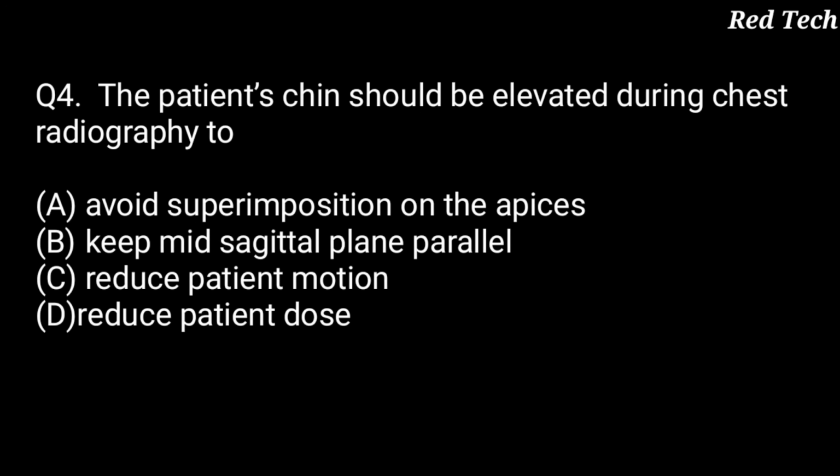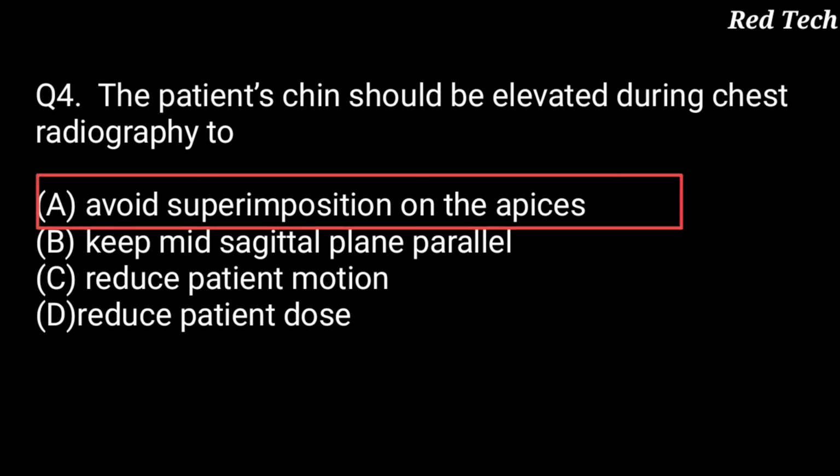Question number 4. The patient's chin should be elevated during chest radiography to. So in this question, basically, why should we tell the patient to raise his chin while doing a chest X-ray? Option 1 is avoid superimposition, option B keep mid sagittal plane parallel, option C reduce patient motion, and option D reduce patient dose. So the right answer will be avoid superimposition on the apices. Basically this overcomes the superimposition, or overlapping, of the bones while doing the chest X-ray.